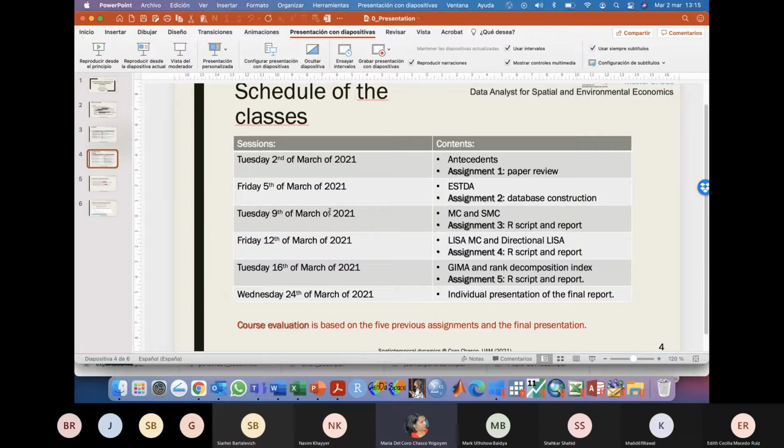I will provide you with an exact structure of the assignments, of course, and the final report. So don't worry about that. I will tell you how to prepare these reports exactly.